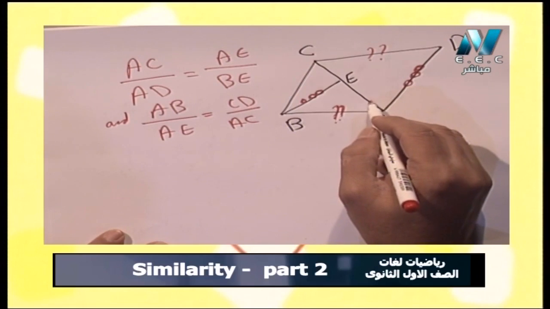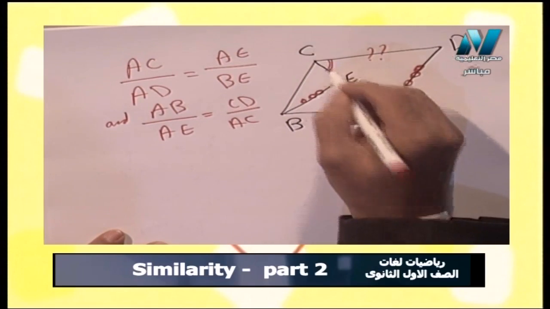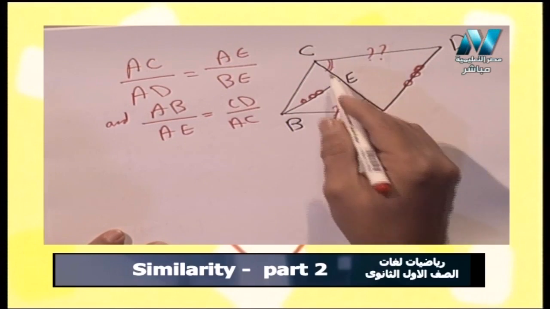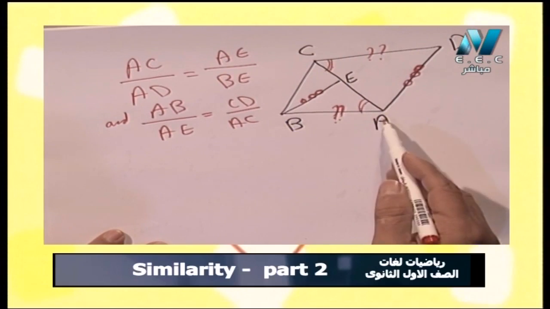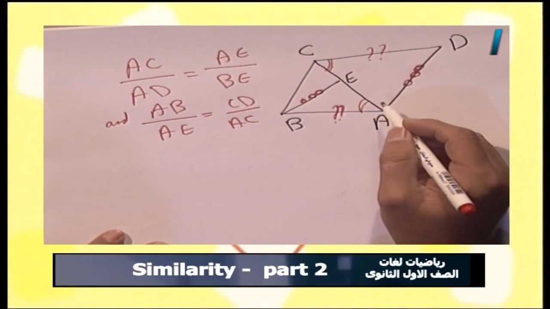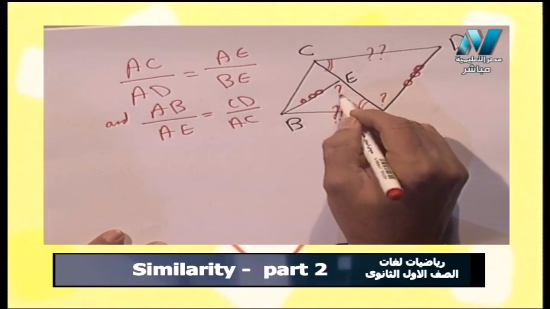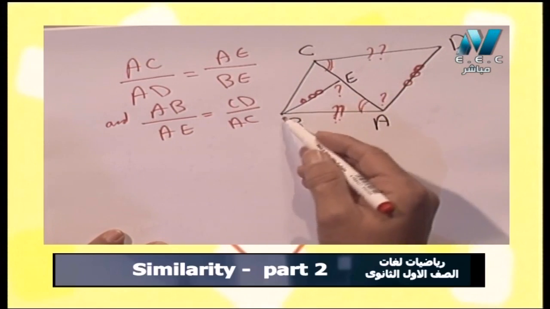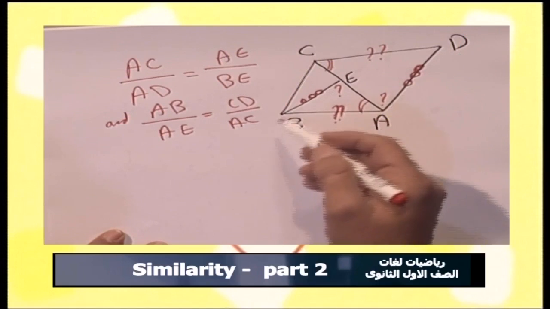When the two sides are parallel, if we could prove that this angle equals this angle, and they are alternate, then we will prove easily that BA is parallel to CD. And if we try to prove that this angle equals this one and they are alternate, then we will easily prove that DA is parallel to EB.